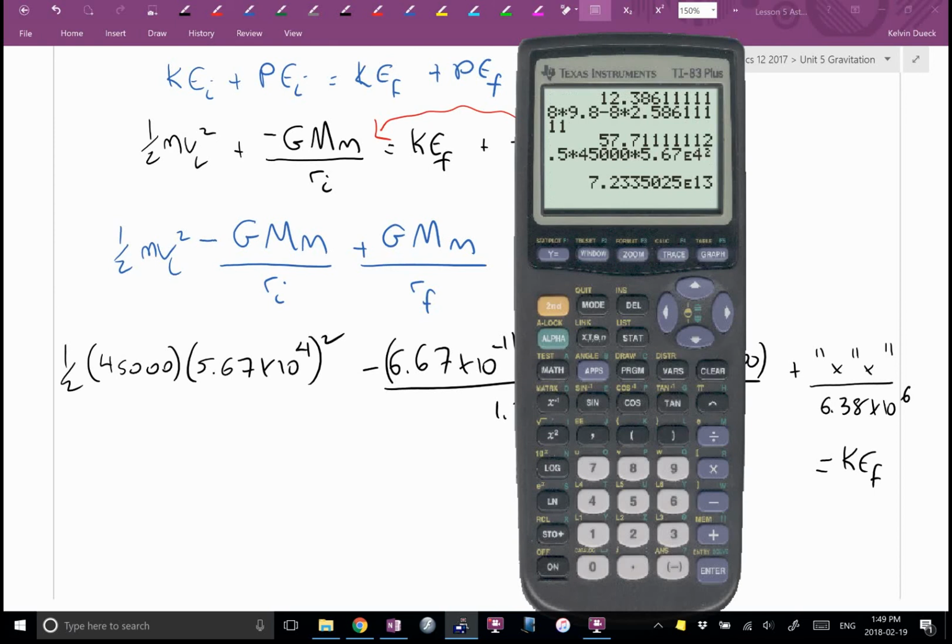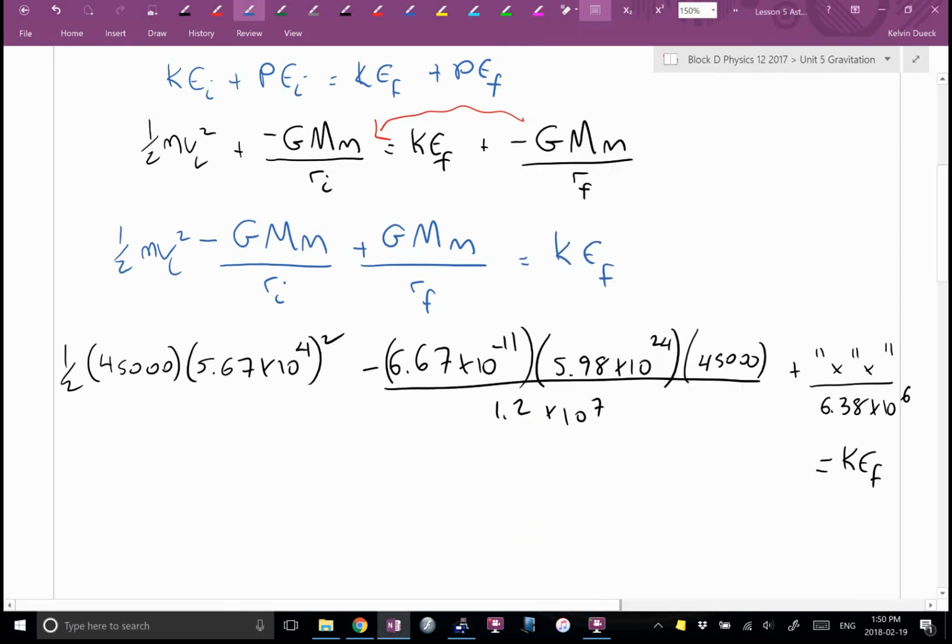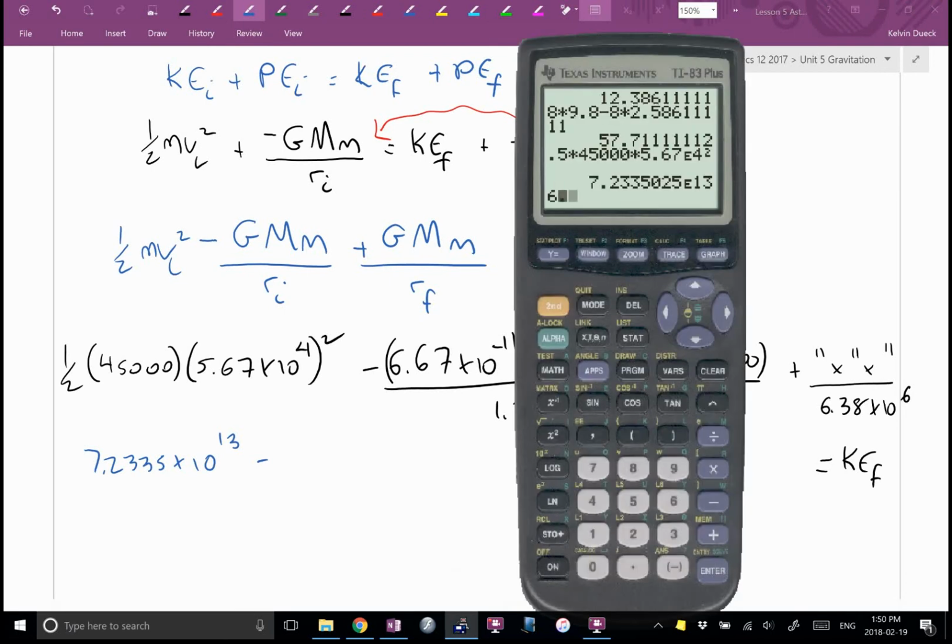So I get 7.2335 times 10 to the 13th. Holy smokes. Is that right for the first term? Yeah, 7.2335 times 10 to the 13th. And there's going to be a minus. Well, that's good. We'll take that. 6.6. Oh, negative. 6.67 times 10 to the negative 11.